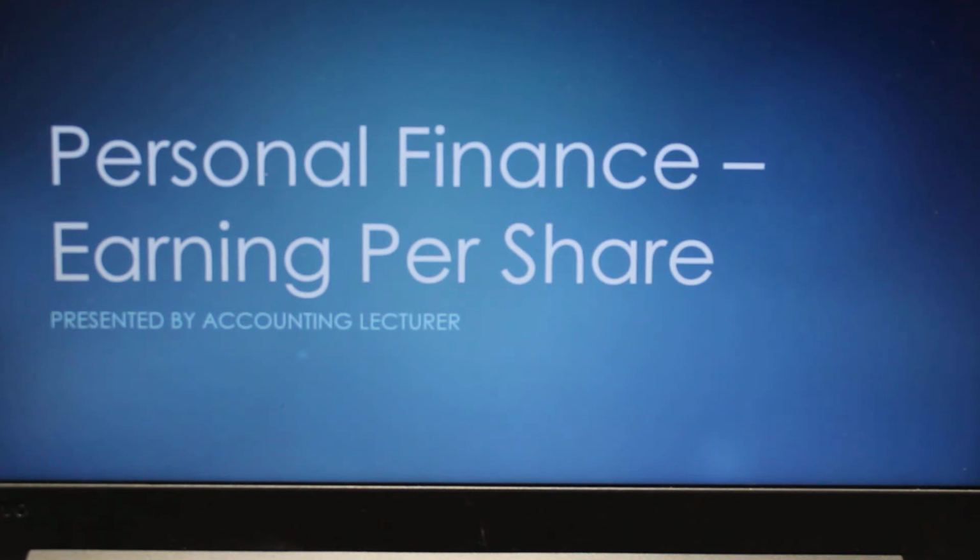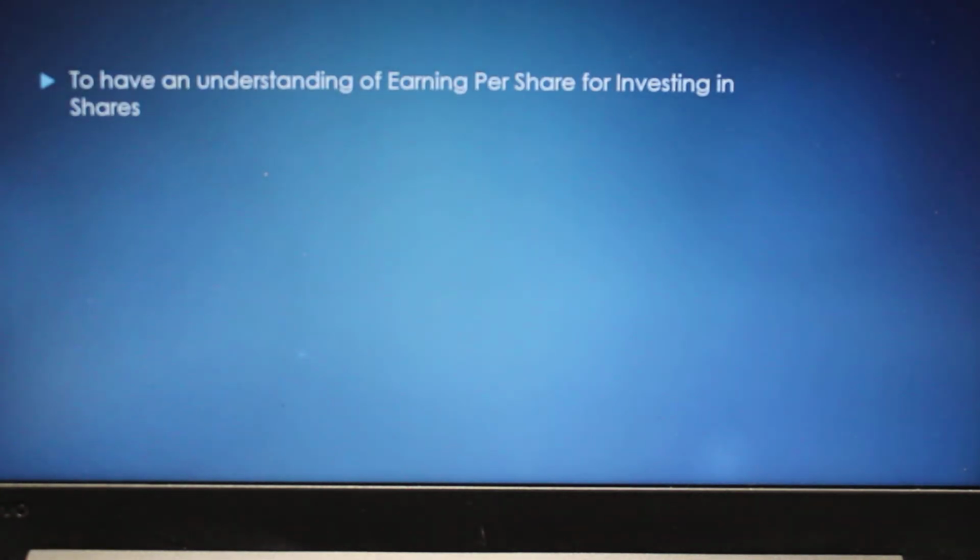We're going to be looking at earnings per share. What is it? By the end of the session, you should have a better understanding of earnings per share for investing in shares. I've been hearing a lot about prospective clients wanting to understand how you invest in the stock market and in shares. So in this session, you're going to understand earnings per share, so what each share would earn you.